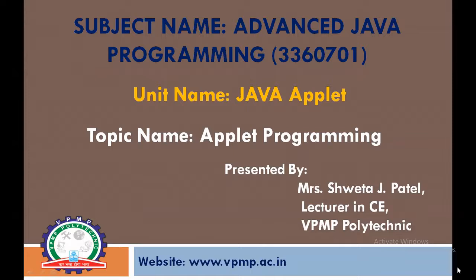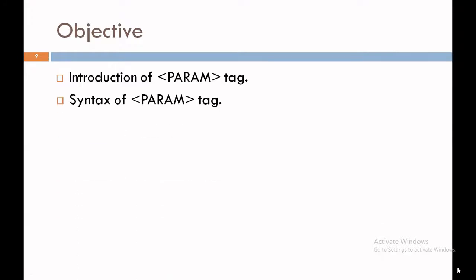Today my topic is param tag in applet programming, and it is again a part of unit 1, and the unit name is Java applet. The main objectives of our session are the introduction of param tag, that means why we use the param tag in an applet, then the syntax of param tag and an example of param tag. This is the most important question for the GTU exam.